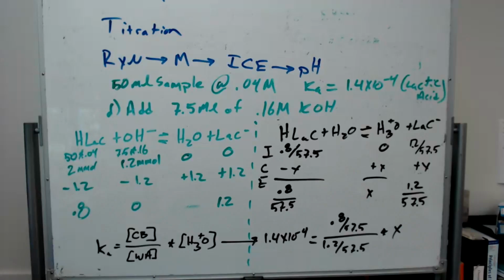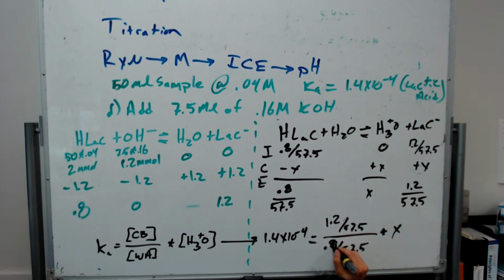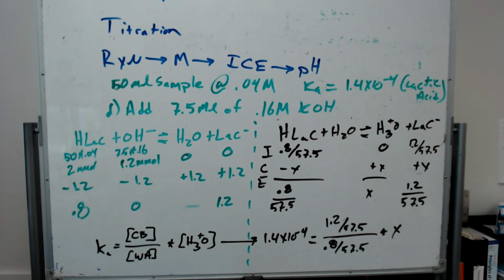Why is it not products over reactants? Oh, because I totally made a mistake. The 0.8 should be on bottom. The 1.2 should be on top, because it is still products over reactants.